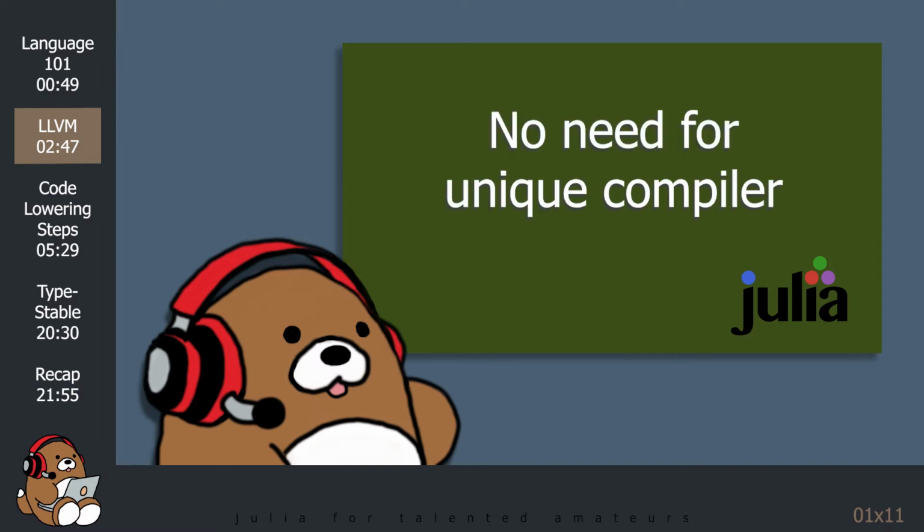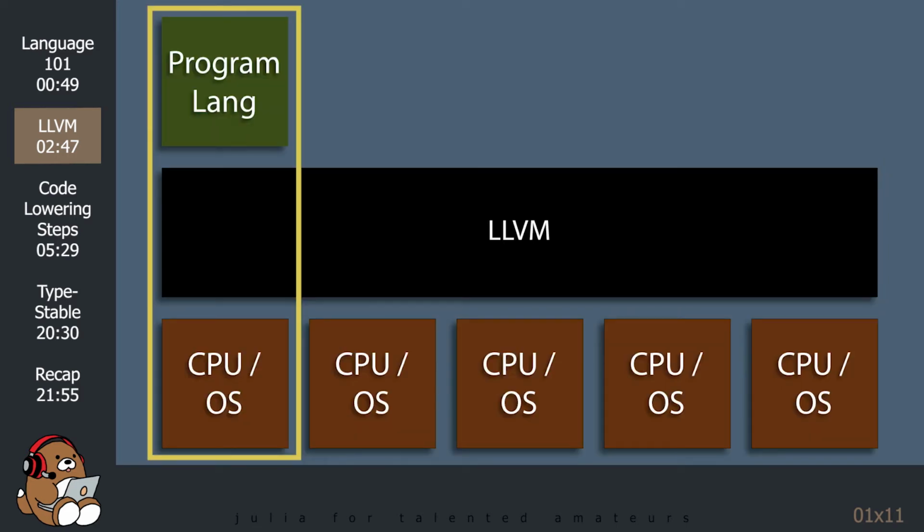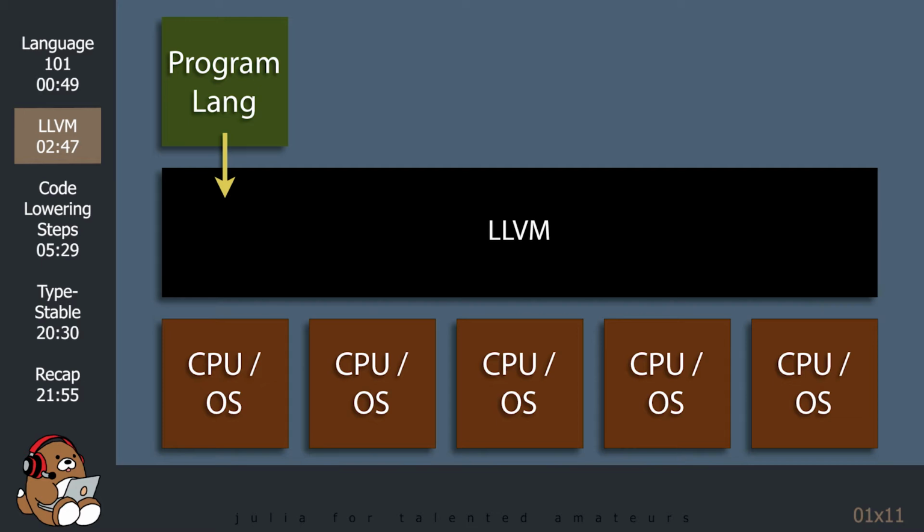LLVM solved the problem of having a unique compiler for every programming language by creating a new, universal, intermediate language. Now, programming language designers would not need to figure out how to lower their code all the way down to native machine code. Nor would they have to worry about keeping up with all the changes that are happening at the CPU manufacturers or the operating system providers. All they would need to do is figure out how to lower their code part of the way to something that LLVM could understand, and then LLVM would take it from there.